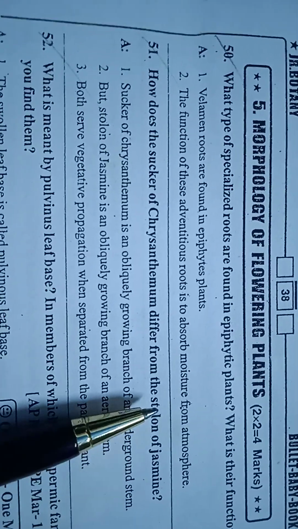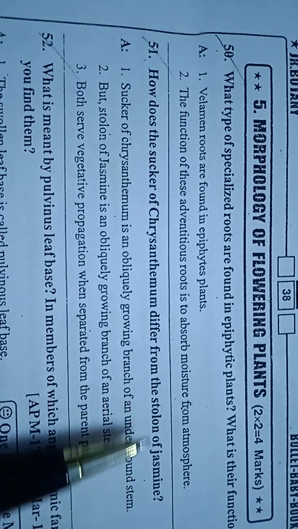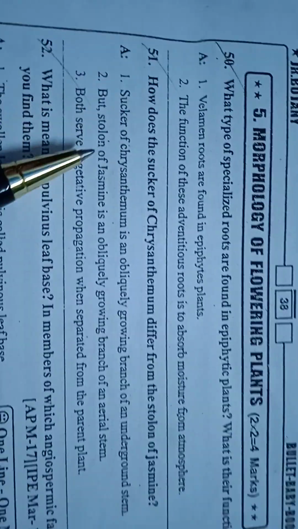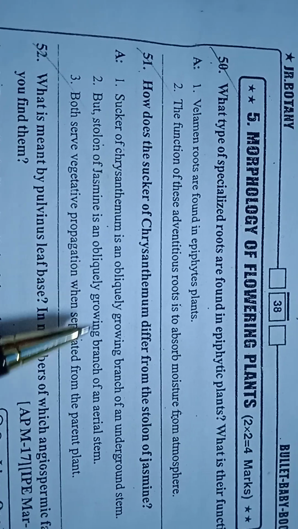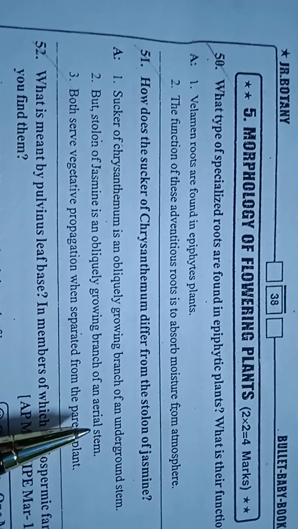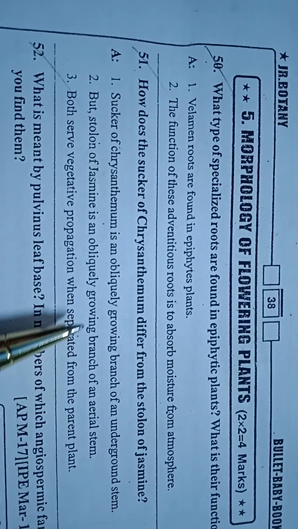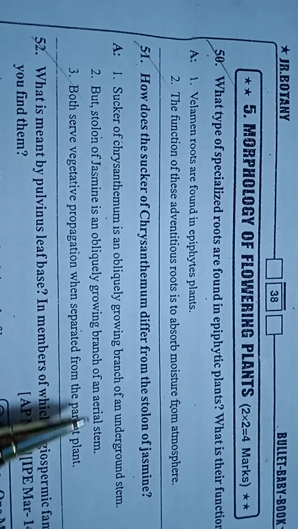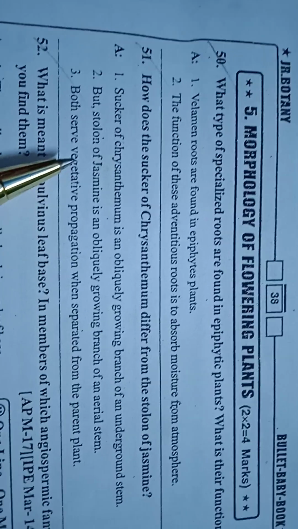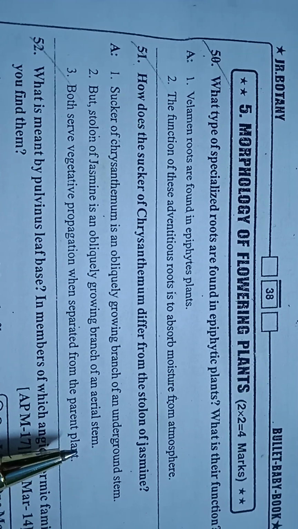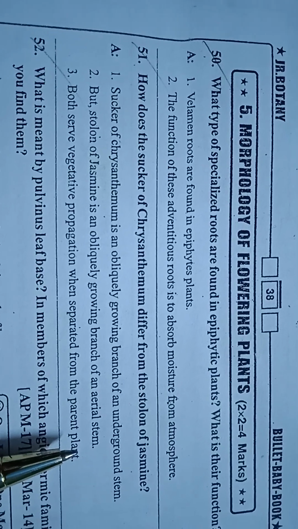Now what I said about stolon of jasmine: stolon of jasmine is an aerial stem. So we will see the second point. Stolon of jasmine is an obliquely growing branch of an aerial stem. See, in stolon of jasmine, the branch will grow obliquely on the aerial stem. See, both serve vegetative propagation when separated from the parent plant.